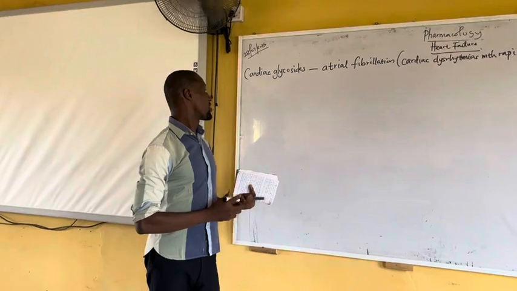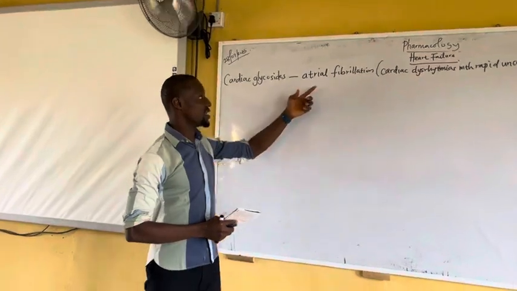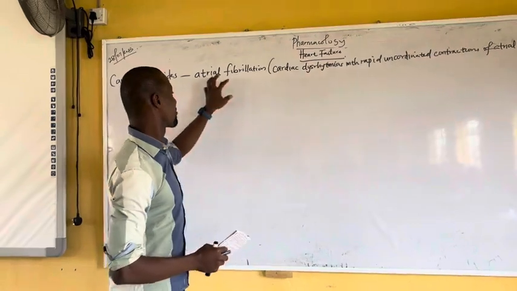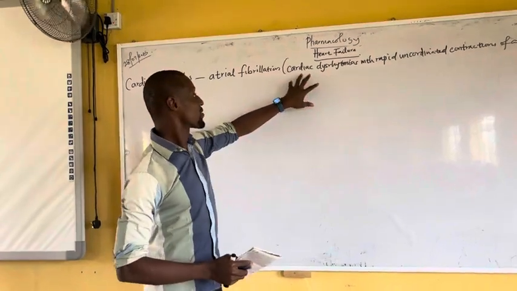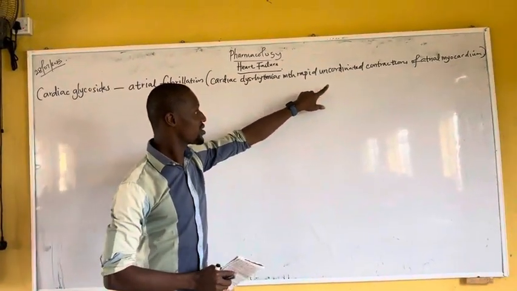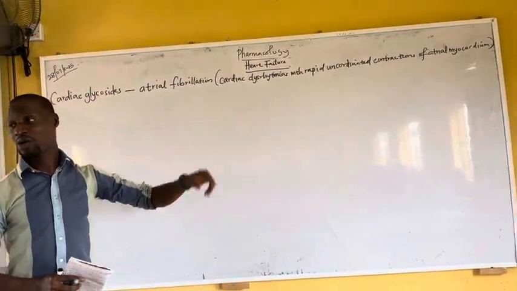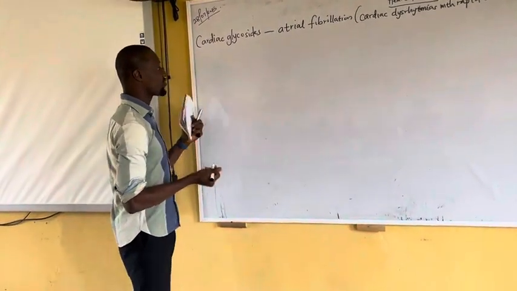The cardiac glycoside can also be used to correct atrial fibrillation, which is a cardiac dysrhythmia. All of these fall under the word dysrhythmias. Cardiac dysrhythmia with rapid, uncoordinated contractions of the atrial myocardium. Right? That is one. And atrial flutter.